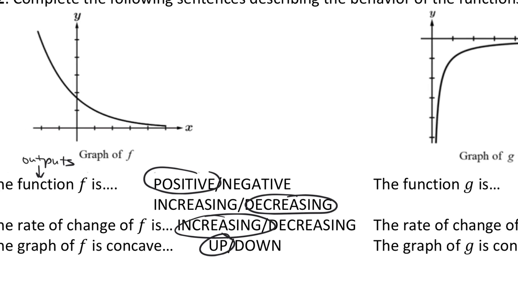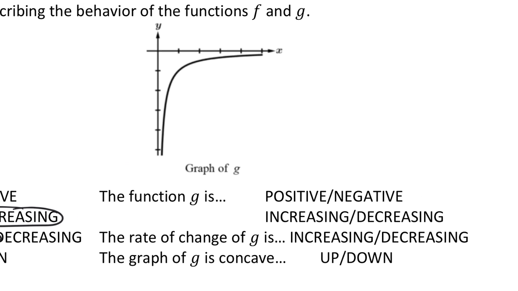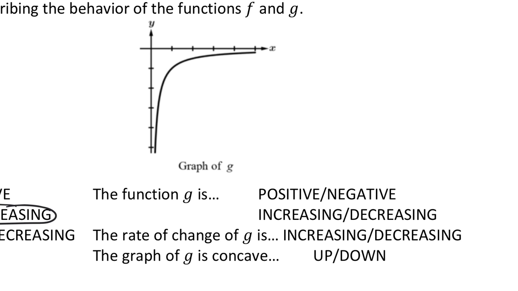Let's try it one more time now that we've seen all of the tricks. Here's the graph of g. Is the function g positive or negative? Negative, very good, because the outputs are below 0. Is the function g increasing or decreasing? Increasing, because it's going up.